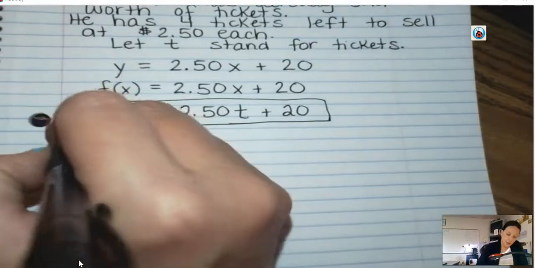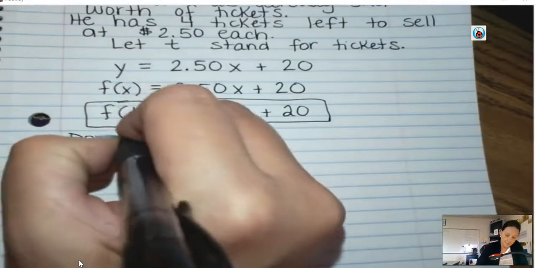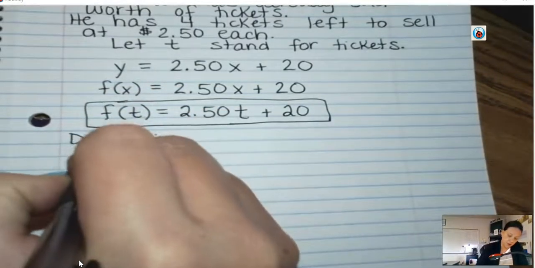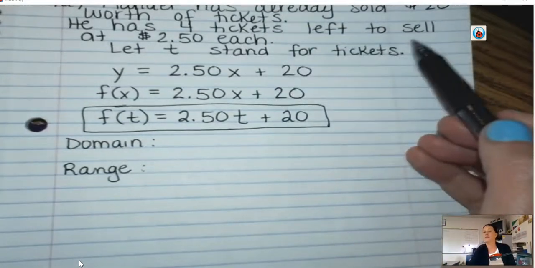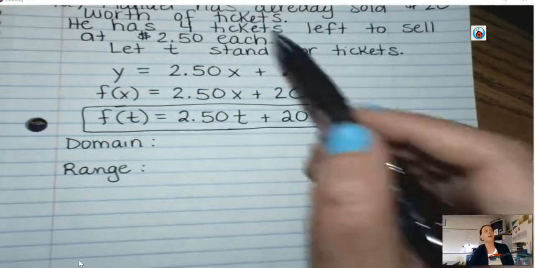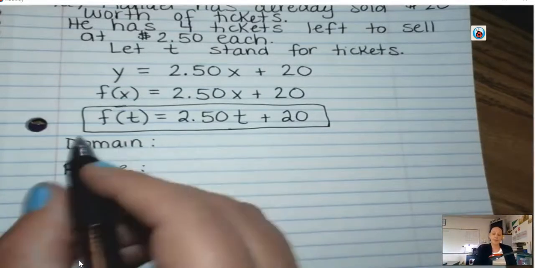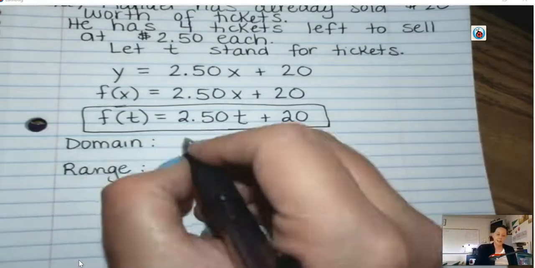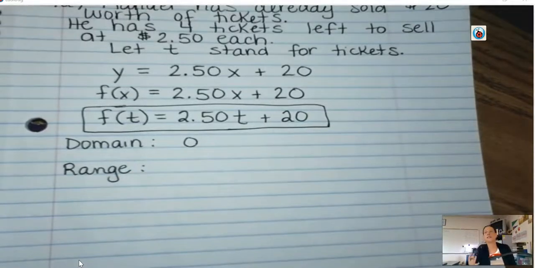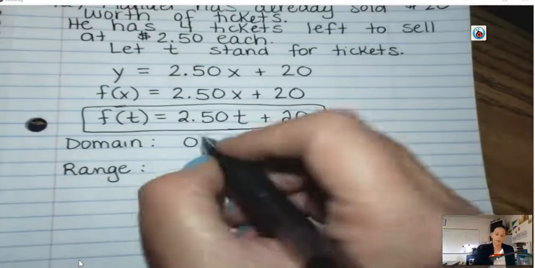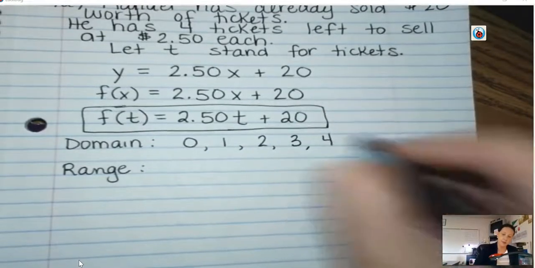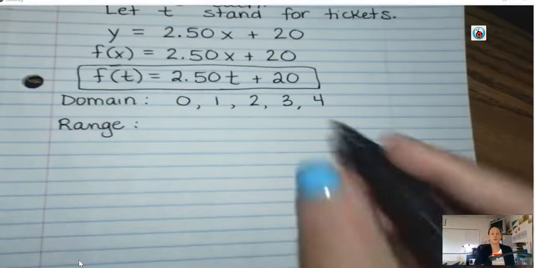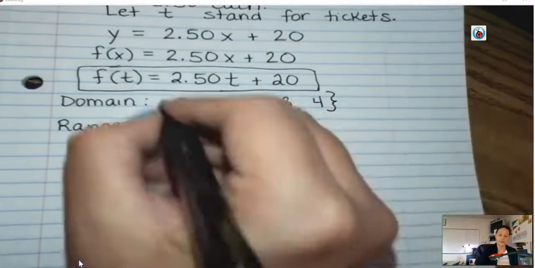Now we have to determine what's the domain for the situation and then what's the range for the situation. So in the situation, it says he has 4 tickets left to sell. So you have to keep in mind it has to make sense for what's going on. So your domain is your tickets, that's your x. He could sell 0 tickets because he has 4 left. He can sell none of them. He could sell 1 ticket, he can sell 2, he can sell 3, and he can sell 4 tickets. Typically when you see domain and range listed out, we put a brace around them.